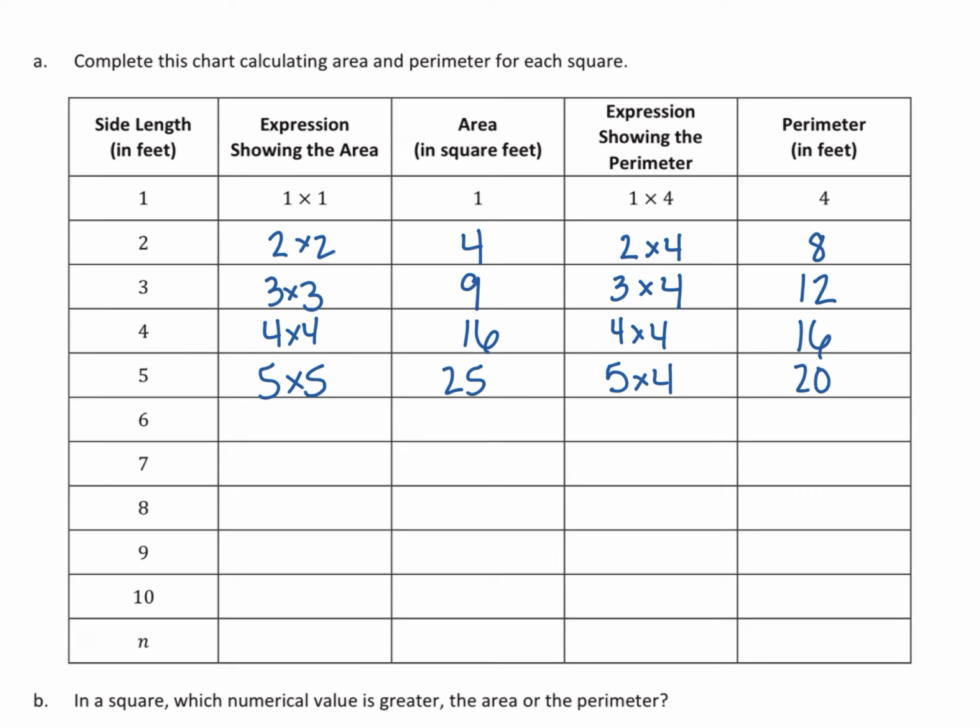A 6-sided square, or 6-long square, has a 6 by 6, which means its area is 36. It has 4 sides that are each 6 long for a perimeter of 24 feet. 7 by 7 is 49 square feet. Each side is 7, and there are 4 sides, so we get 28 feet for the perimeter.